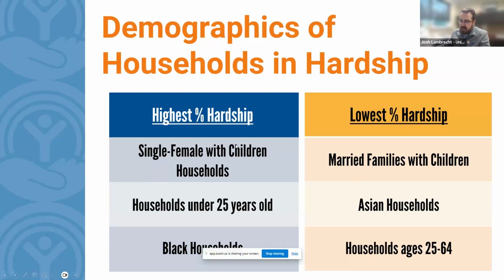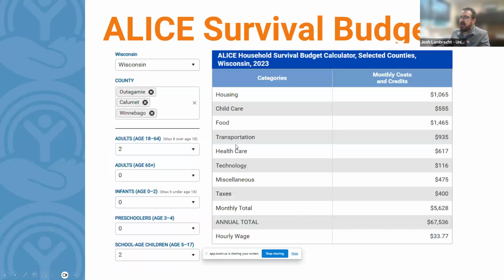So we've talked a lot about ALICE and the thresholds, and this is an introduction to the survival budget and the calculator that we have. As you can see on the left-hand side, this tool is available. I'm going to send Stephanie a link after this so that you can go and play with these tools as well. This has three counties, Calumet, Winnebago, and Outagamie, and we're defining it based upon 2 adults and 2 school-age children. This is consistent with the simulation that we're going to see later today. I wanted to give you a sense of, for the Thompson family that we're going to learn about, what their budget looks like.